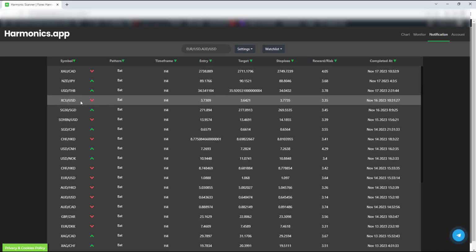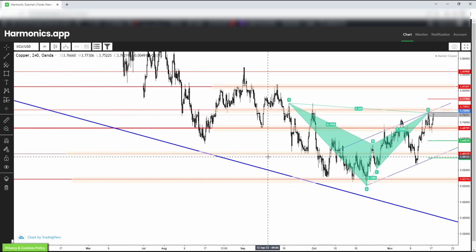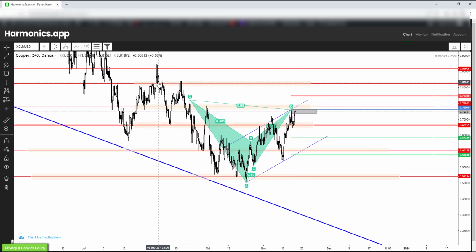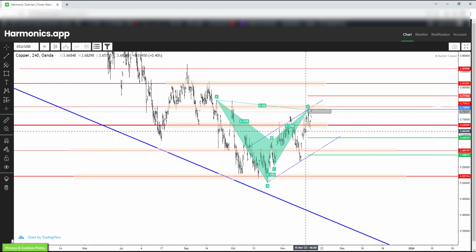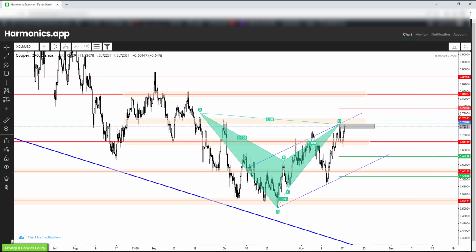Let's get to the notification. Let's click on this bat pattern visible here, and it is visible here. Let's remove these supply demand zones. Okay, now we are ready.